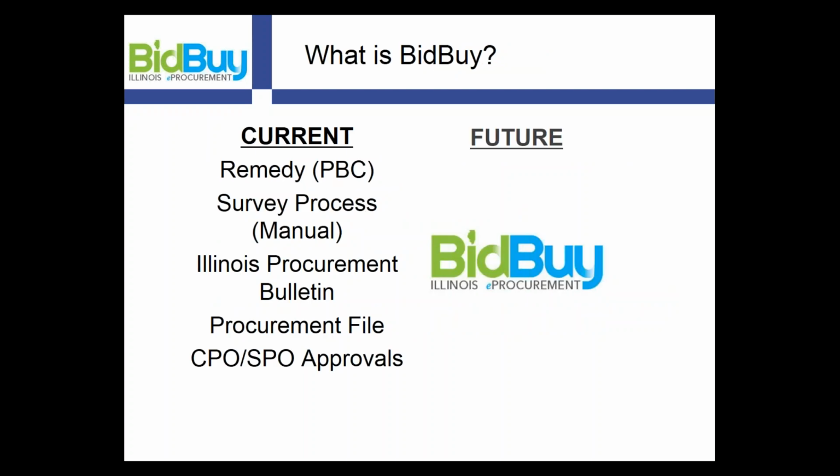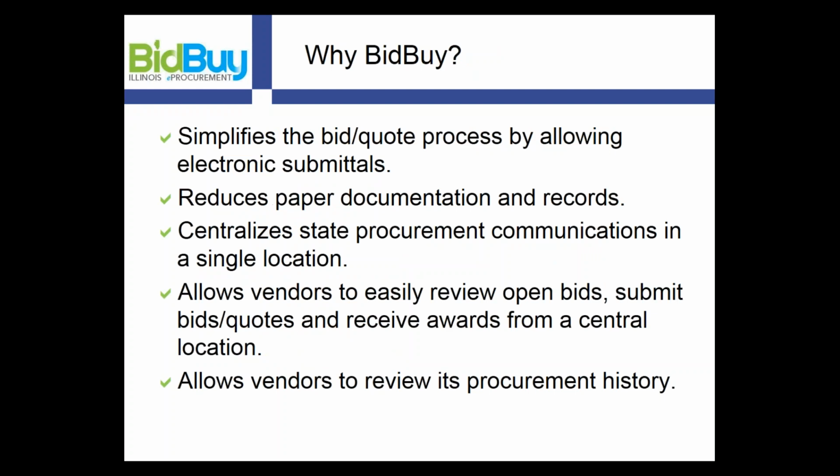So what is BidBuy? Currently the state has multiple legacy systems that are used as part of the procurement process. Many different agencies use different programs for, for instance, approvals. You are very well aware of the Illinois Procurement Bulletin, as well as the procurement file that is required by state law per the Illinois State Procurement Code. The good news is all of this is going into one system, BidBuy, which is Illinois' new e-procurement system. So it'll be more efficient from the state side, as well as easier for you to do business with the state. That was just a brief overview.